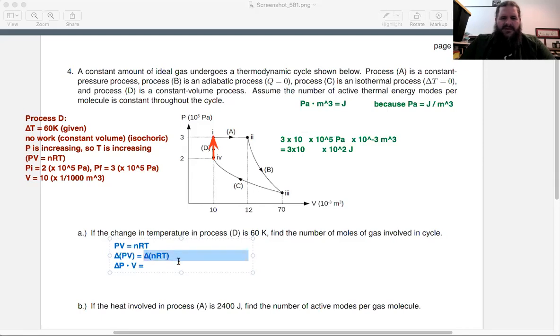Likewise, in delta nRT, what's not changing? Yeah, the N and the R don't change. So we can factor those out and get NR delta T. So the delta pressure times the volume, which is constant, equals N times R times delta temperature. And of those, I think we know everything except for N. So how would you isolate N here?